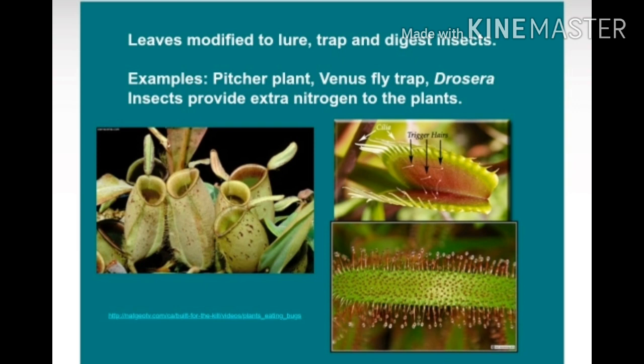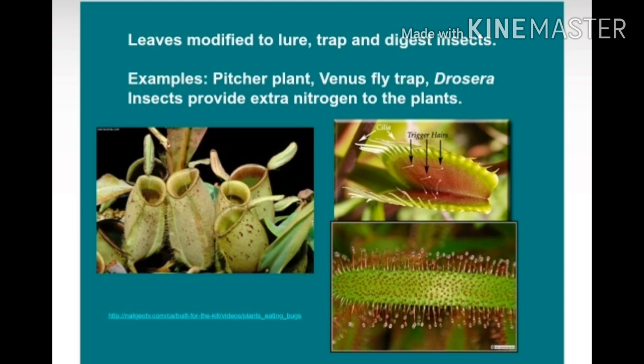Leaves of some plants are modified to trap insects. For example, leaves of the pitcher plant are modified to form the pitcher for capturing insects. Similarly, leaves of Venus flytrap and Drosera are modified to catch insects. These insects provide extra nitrogen to the plant. These plants are also called insectivorous plants or insect-eating plants.